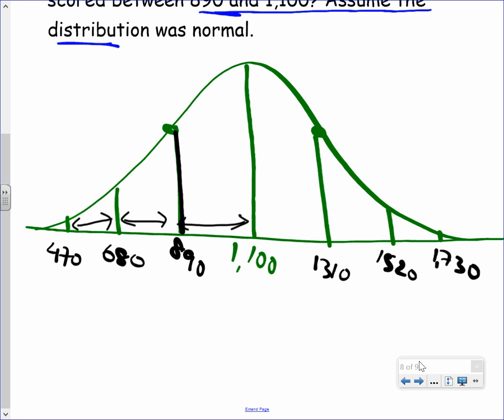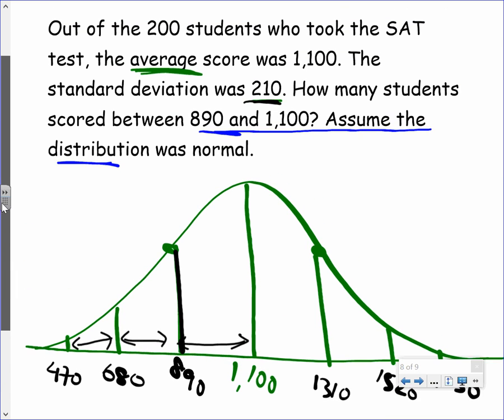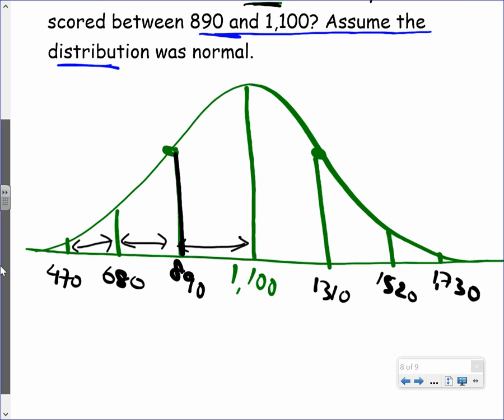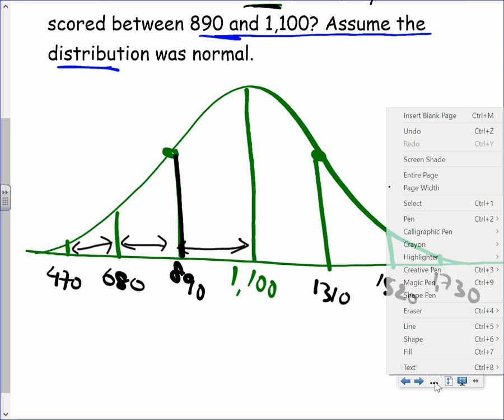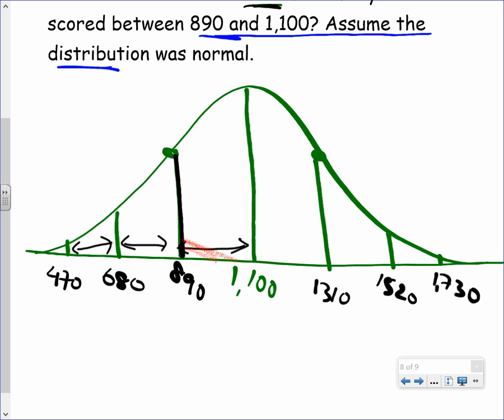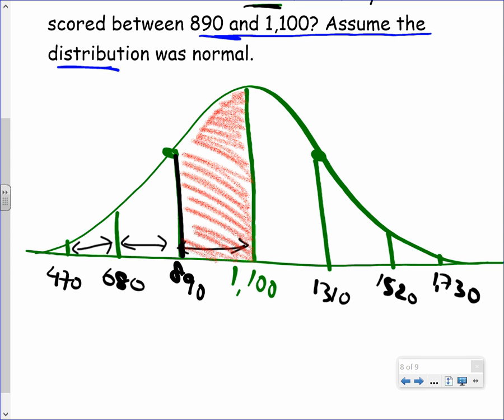So the question is now, let's see what the mission is. How many students scored between 890 and 1,100? So I'm gonna get my crayon. Let me color in between 890 and 1,100. So the question is asking, how many students scored in between here? So what I'm coloring right here. How would I figure that out?